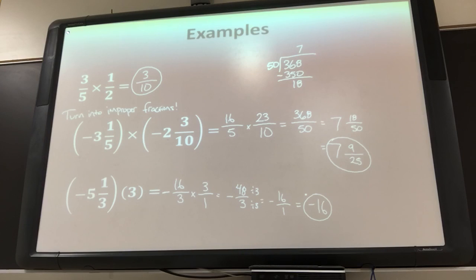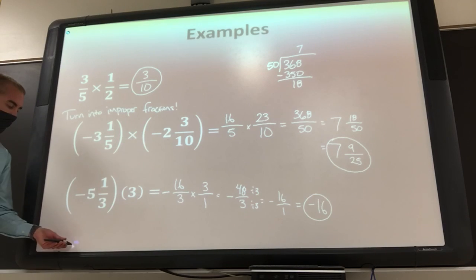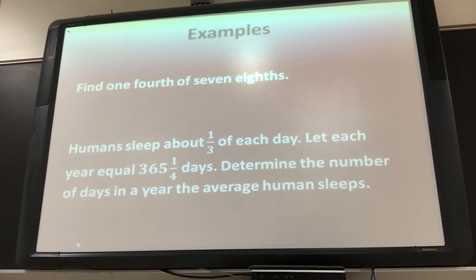Really, the only new thing that we haven't talked about this year is multiplying fractions. But if you remember, multiply the top numbers by each other, the bottom numbers by each other. The positive and negative rules are still the same. Turning a mixed number to an improper fraction still the same. Simplifying still the same. Okay? So let's look at a few different word problems.